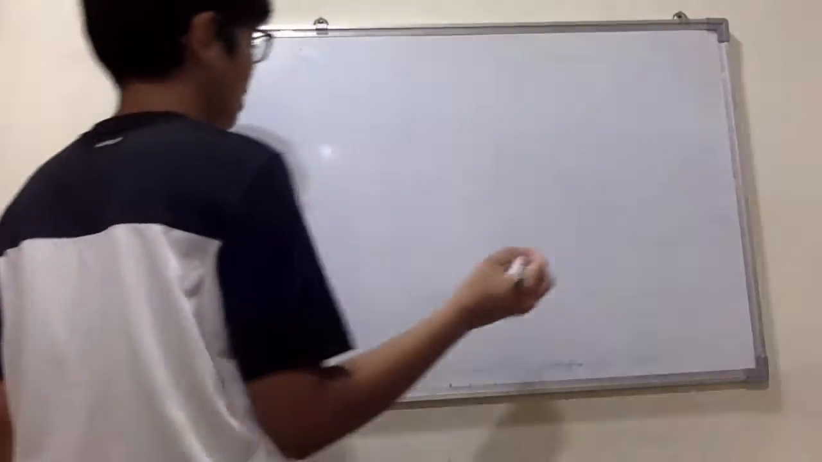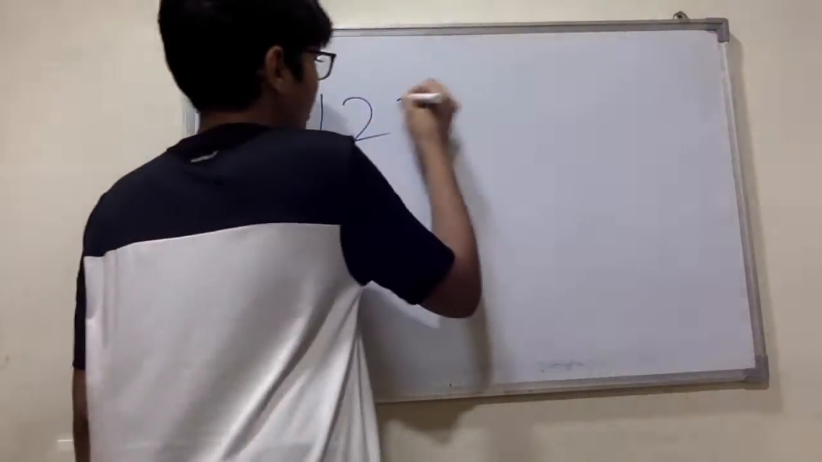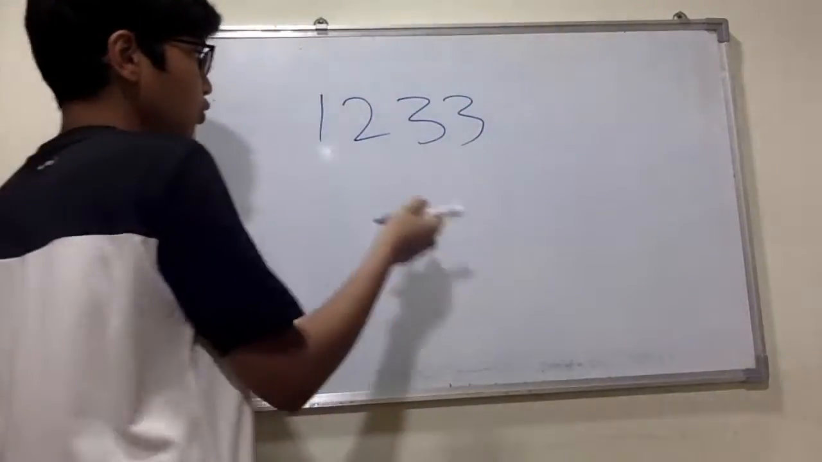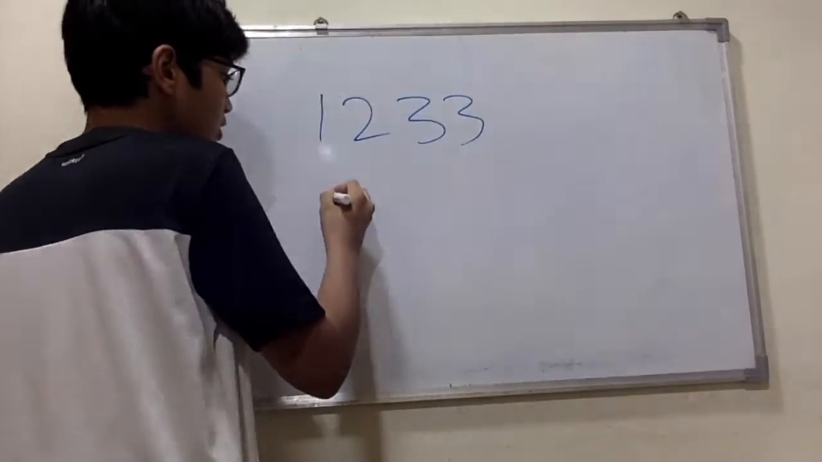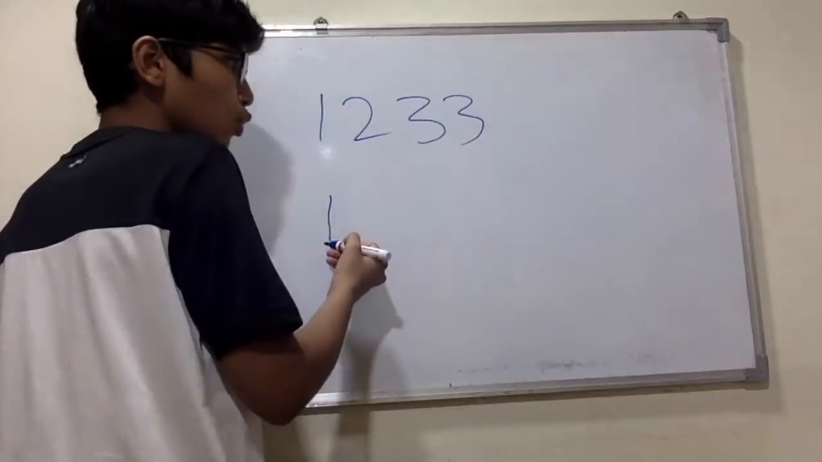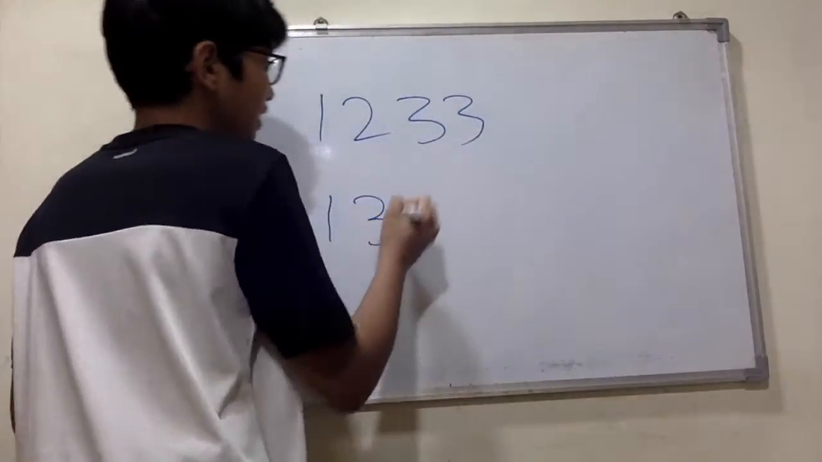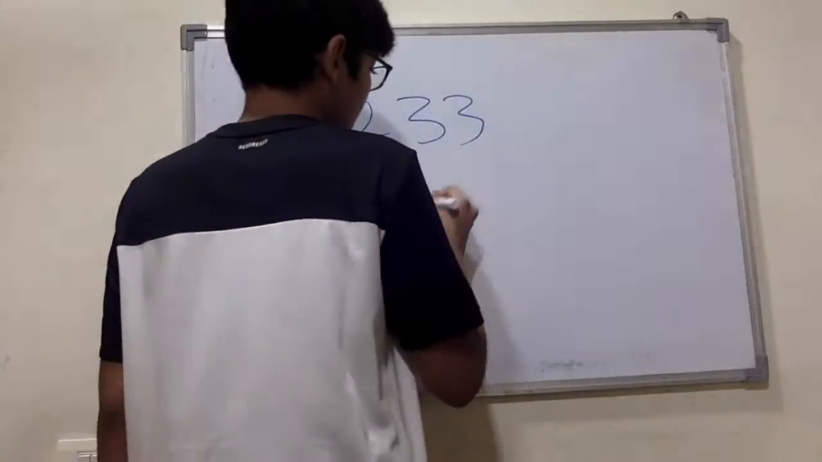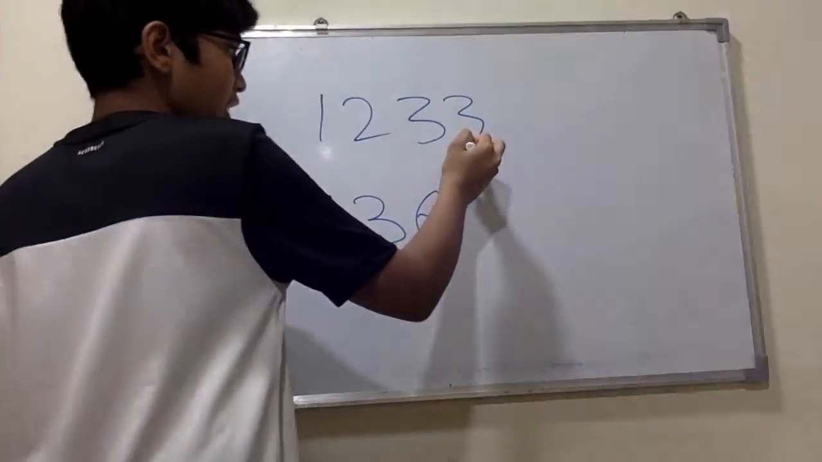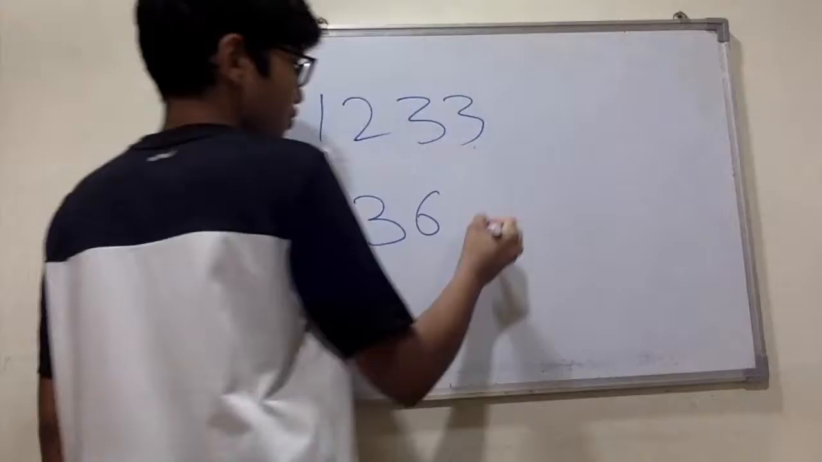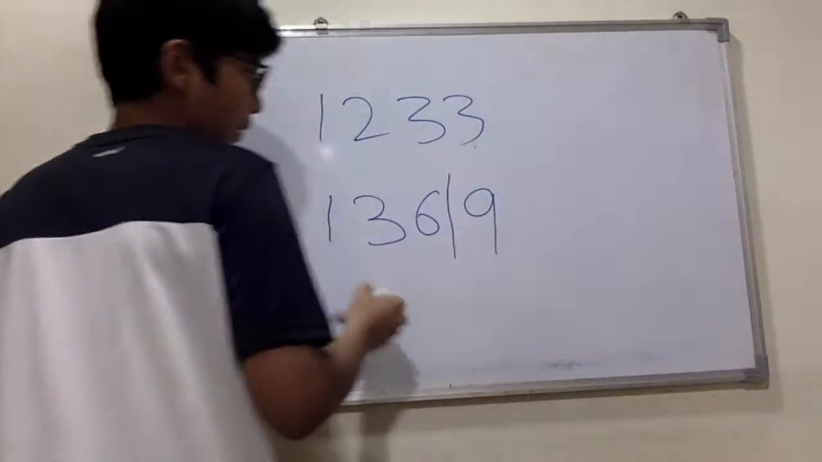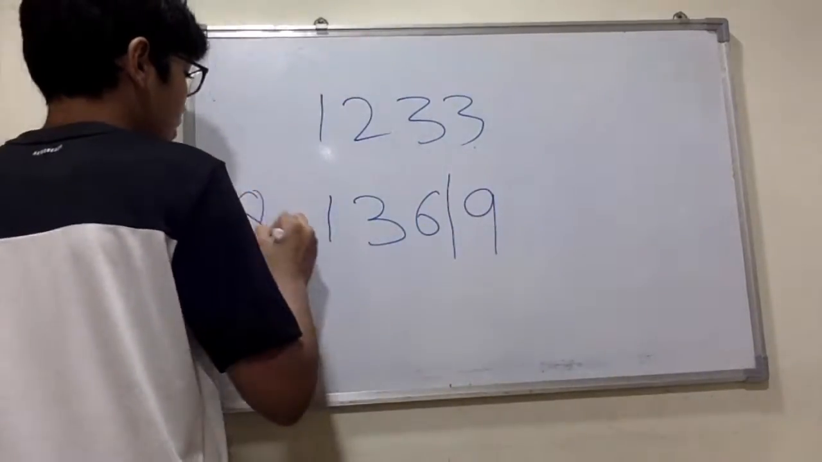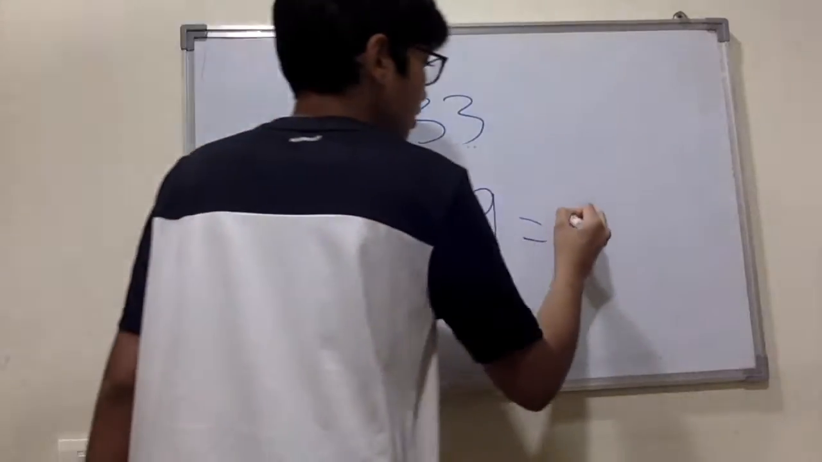Okay, so for example, the question is 1233. What I'll have to do to solve this is bring 1 down. Then I'll have to add 2 to 1. That will give me 3. Then I'll have to add 3 to this 3. That will give me 6. Then I'll have to add this last 3 to this 6, which will give me 9. And so the remainder will be 9 and the quotient will be 136.